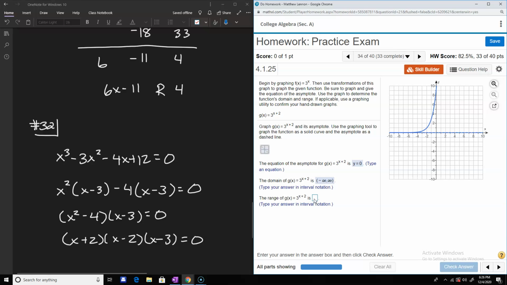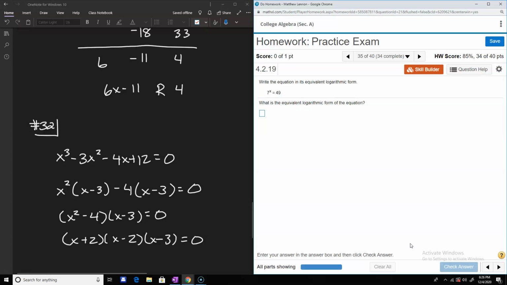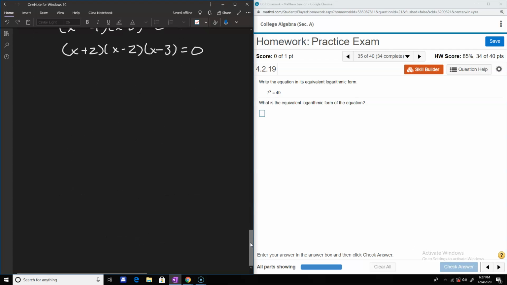The range, well, it doesn't quite get to 0, but it approaches it, and then it goes upward forever and ever and ever, so it goes to infinity. Okay, so we want to write in the equivalent logarithmic form. So for number 35 here, let's go ahead and do that.